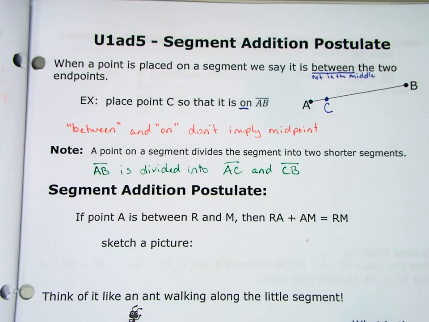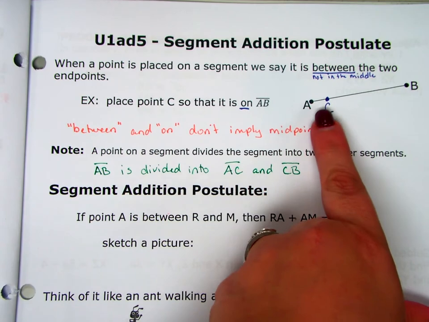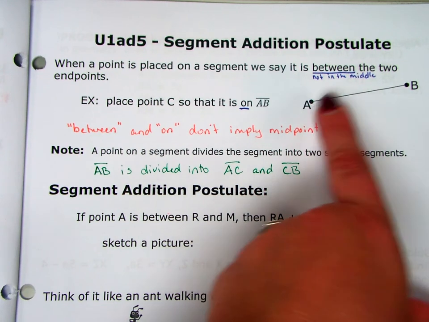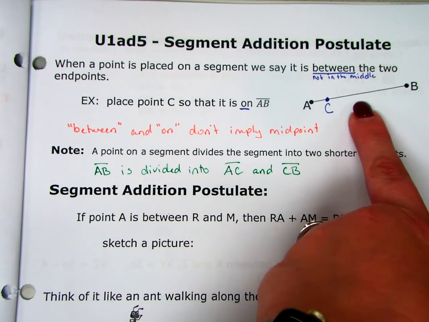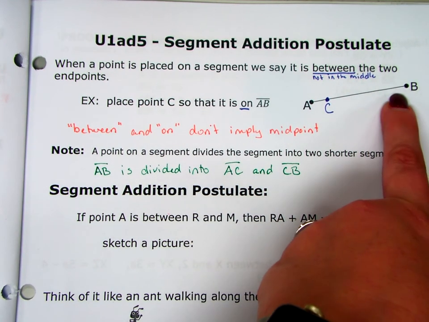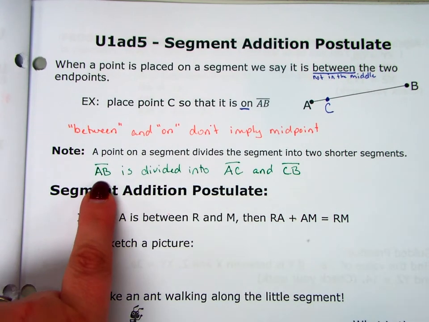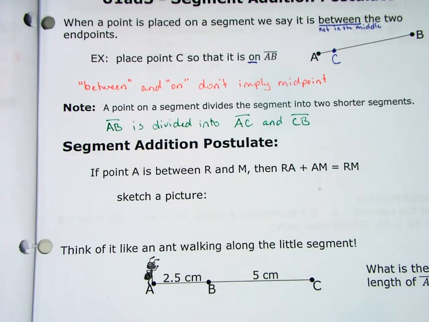Now I know if those are rays I couldn't switch the letters, but as segments, could I switch my letters if I wanted to? Yes, I can. It's just the ray where you can't switch those letters around. So you can see I have segment AC, which looks like a really short little segment. I've got segment CB, which looks like a much longer segment, and then together they make up that whole segment AB. And knowing that, we get what is called the segment addition postulate.